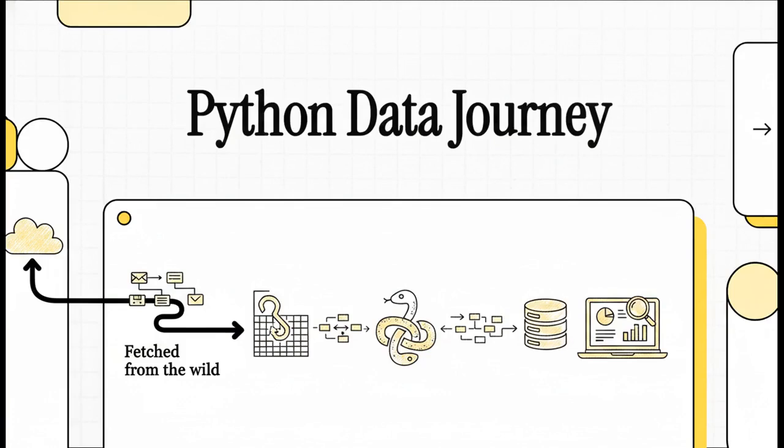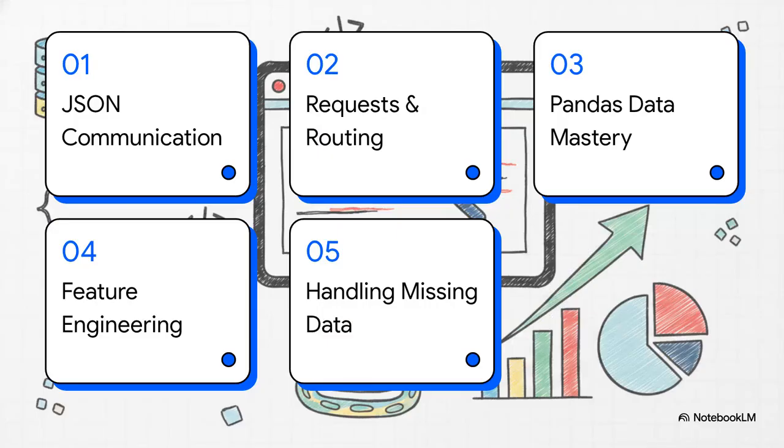Alright, let's dive right into this. Here is our roadmap for getting from the wild web to our clean data workbench. First up, interprocess communication with JSON. Second, routing data with requests. Third, Pandas data mastery. Fourth, slicing and feature engineering. And finally, strategies for missing data. So let's kick things off with Section 1, Interprocess Communication with JSON.